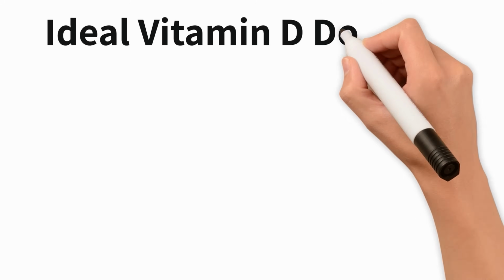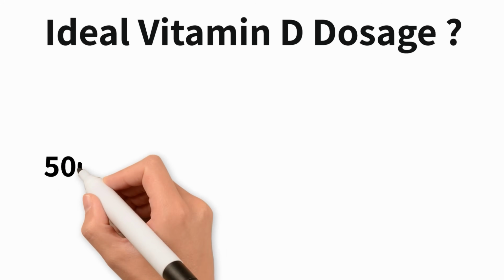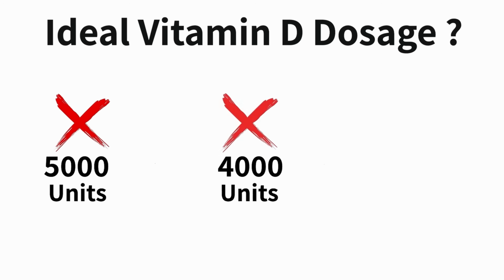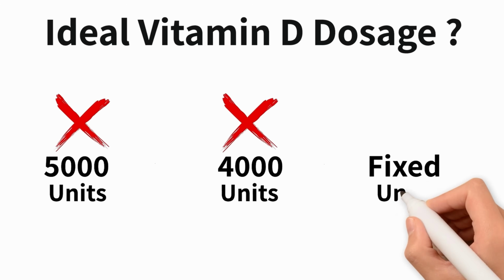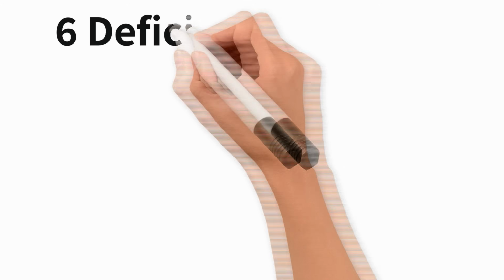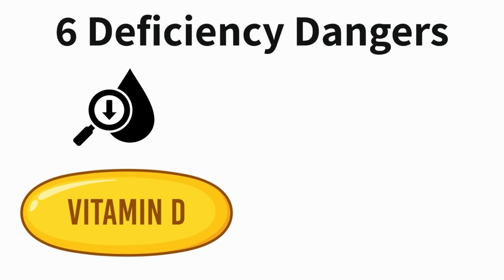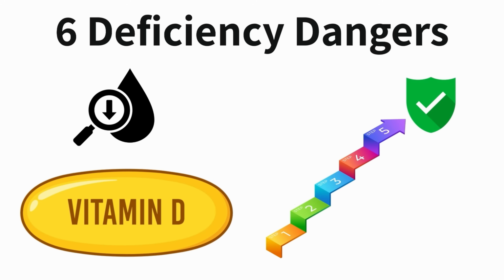What's the ideal dose of vitamin D levels? 5,000 units? Wrong. 4,000 units? Wrong. The same amount throughout your life? Wrong. Now let's speak about 6 common deficiency dangers with vitamin D, while learning about the exact steps to optimize it to give you the true protection that you need.